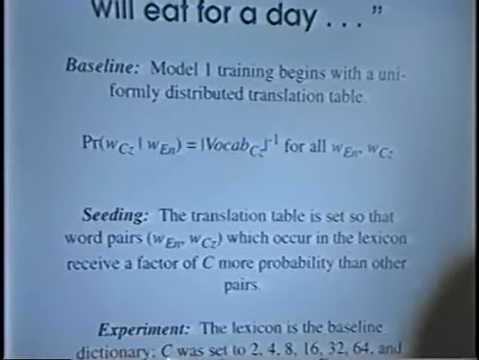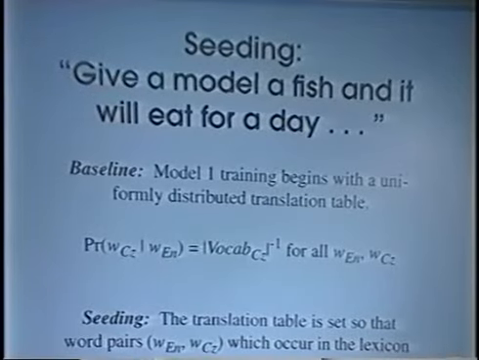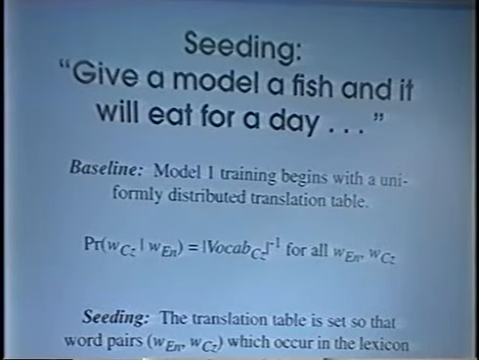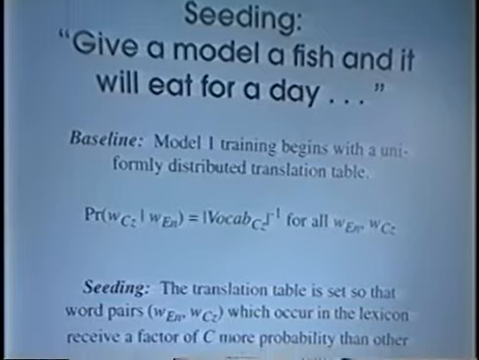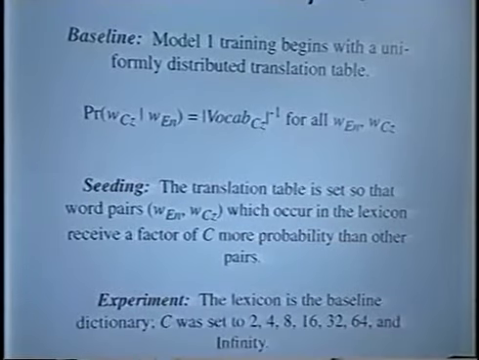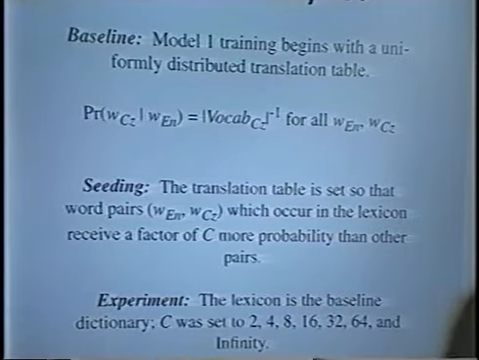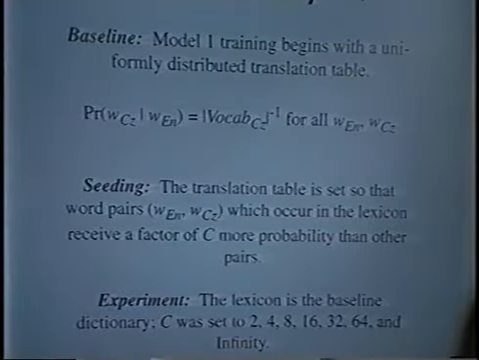So, seeding is a very simple way of doing this. In the baseline, Model 1 training begins with a uniformly distributed translation table. So, the probability of any given Czech word given an English word is 1 over the Czech vocabulary size for all pairs.